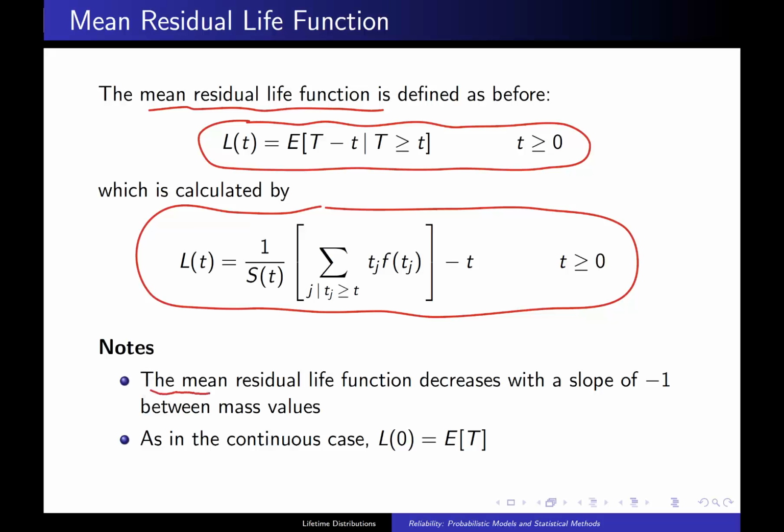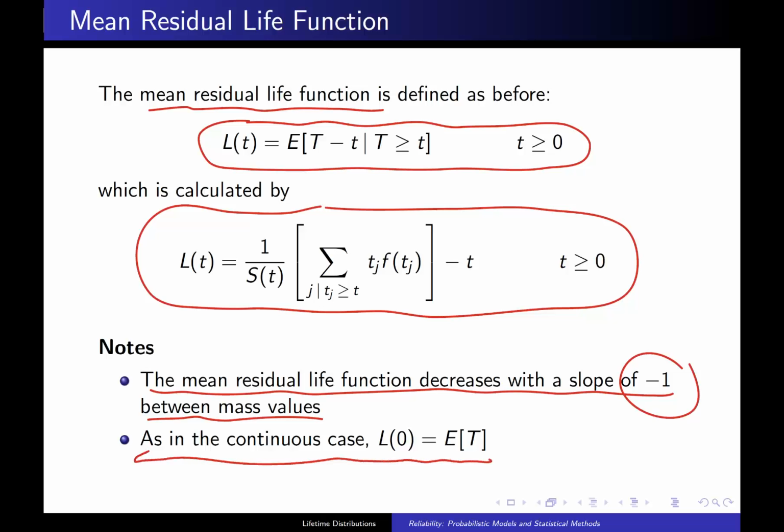Couple notes: the mean residual life decreases with a slope of -1 between the mass values. And you may remember in one of the existence conditions for the mean residual life, you can never be more steep than a slope of -1. And the last one, as in the continuous case, if you let L of 0 and calculate it, you will get the expected value of t.